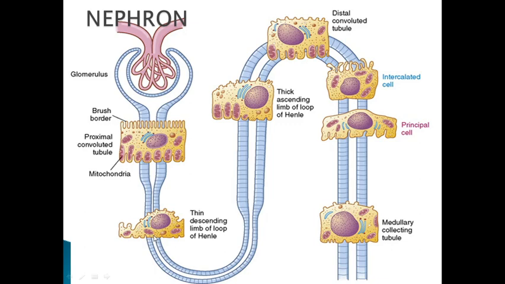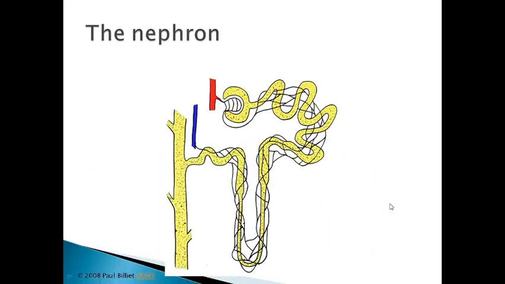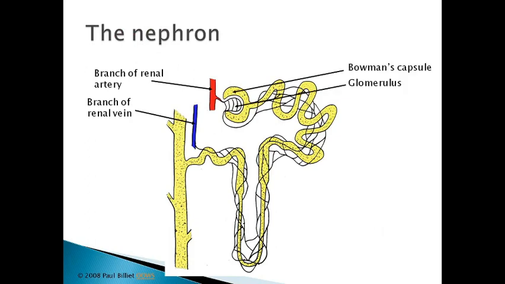Then this is the thin descending limb of the loop of Henle and the thin ascending limb, both having flattened epithelium. Then here is the thick ascending limb of the loop of Henle, which has basically columnar type of epithelium, and then the intercalated cells and the principal cells, which as I told you, are part of the collecting duct.